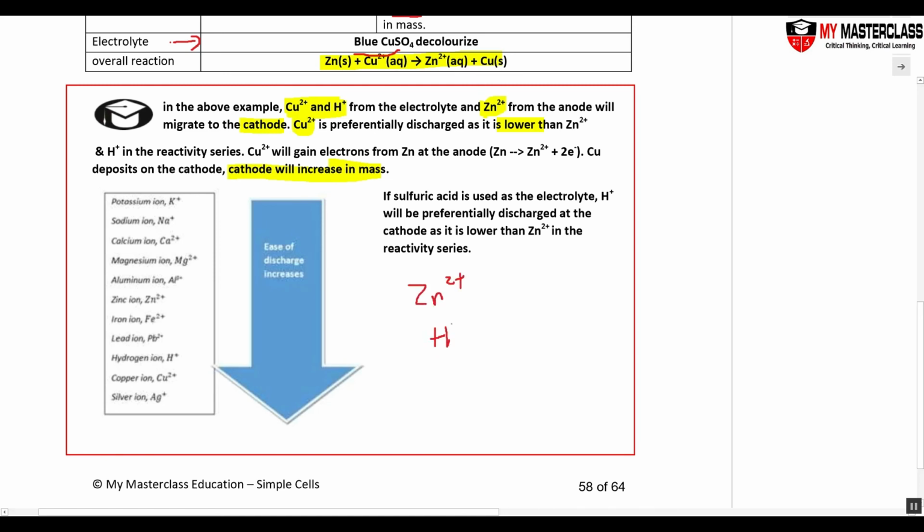If I use sulfuric acid, then I will only have Zn2+ and H+. These are the ions that will migrate to the cathode to gain electrons. The least reactive will be my H+. I will see effervescence of hydrogen gas at the cathode.